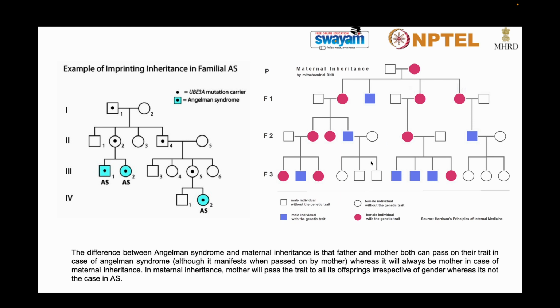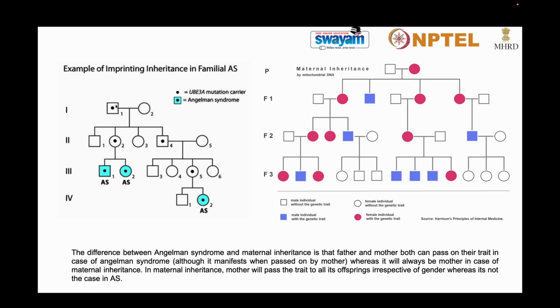Here I've given you the example because a few people were confused regarding maternal inheritance and Angelman syndrome. The question was that certain students were saying that in Angelman syndrome it only manifests when passed on by the mother. And similarly in maternal inheritance, if a particular defect is passed on by the mother, then only it gets expressed. If passed on by the father, then it won't get expressed. So I'll tell you the difference here very clearly.